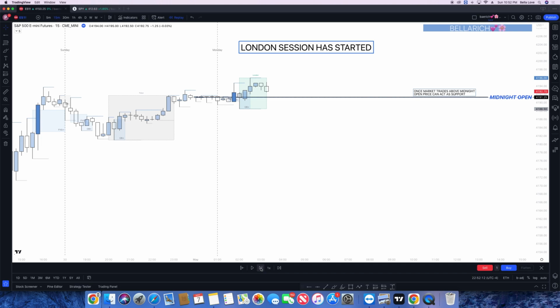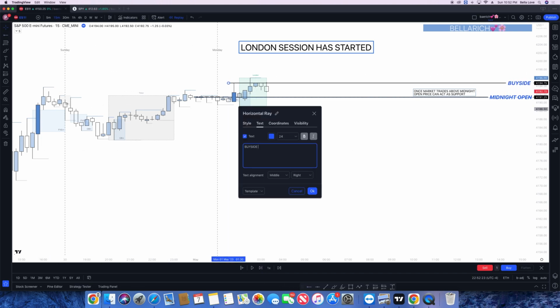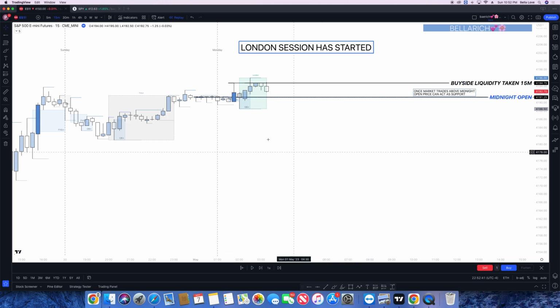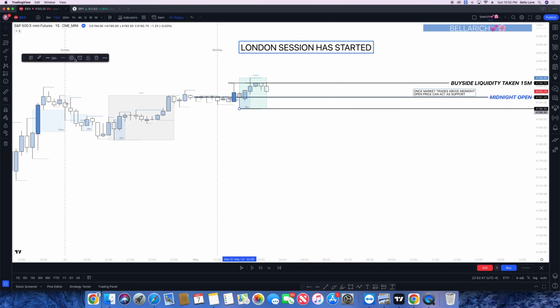So from here, I did notice that the market took out buy side liquidity and it was kind of rejecting from there. So I decided to go down to the lower time frame. I went down to the 5-minute time frame just to see what's going on.